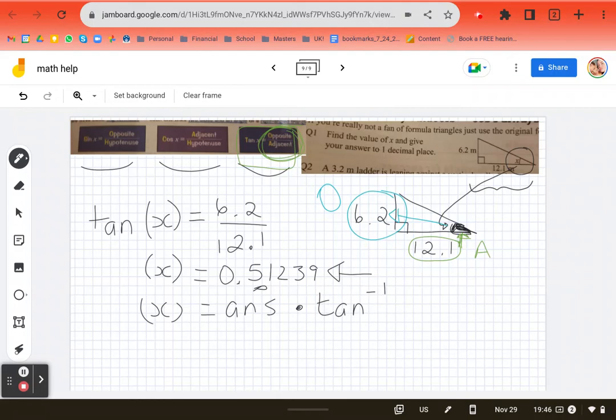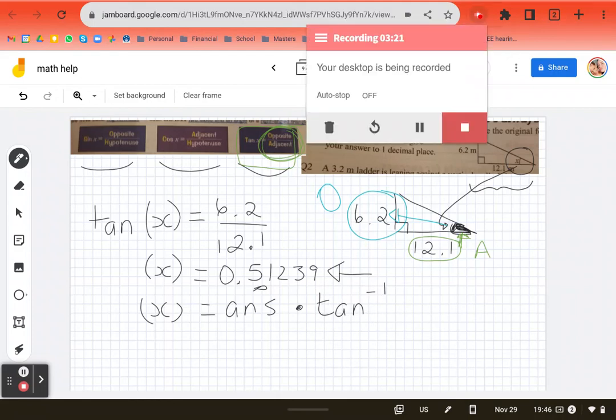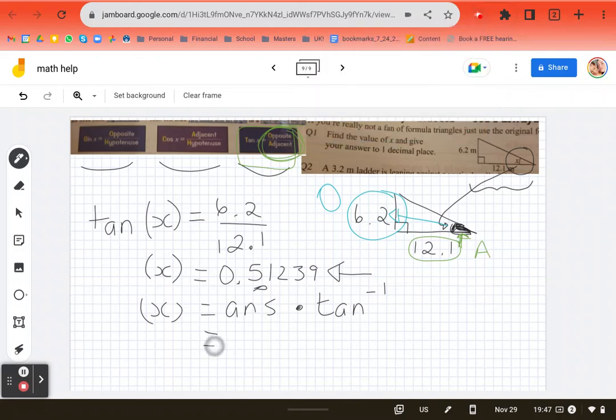So I'm going to pop that in my calculator now. And after I popped that in, I get X is 27, and it says to one decimal place, so it's 27.1, since the next digit, a third, rounds down. And don't forget your little degree sign, because that means it's an angle. So this is now our answer. X is equal to 27.1 degrees.